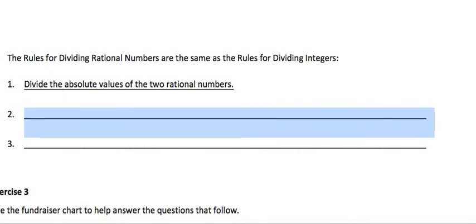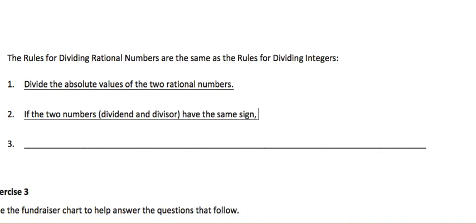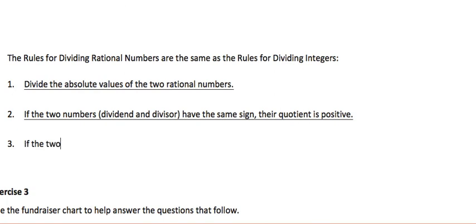Then we'll compare the signs. If the two numbers, which are dividend and divisor, have the same sign, their quotient is positive, and if the two numbers, which remember are dividend and divisor, have opposite signs, their quotient is negative.